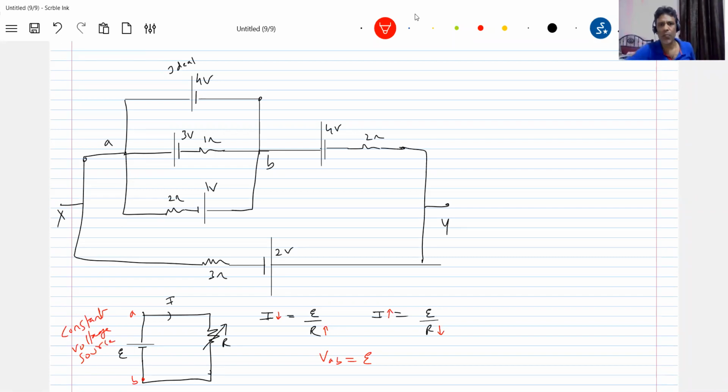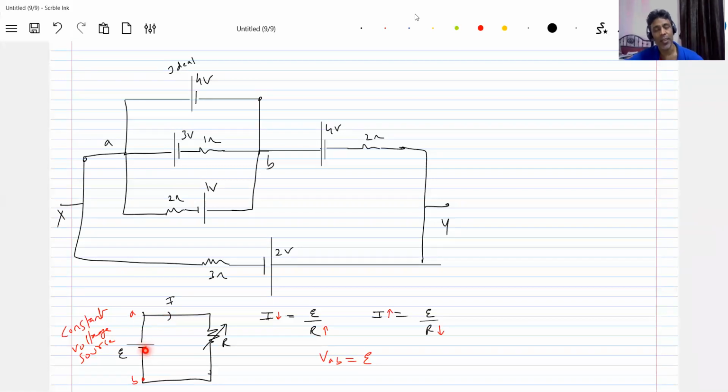This term is very important: a constant voltage source. Students will get confused. What do you mean by that constant voltage? Whatever conditions or parameters occur in the external circuit, the cell will ensure that the potential difference across it remains constant. That's why we call this a constant voltage source, but the current through it can be variable.